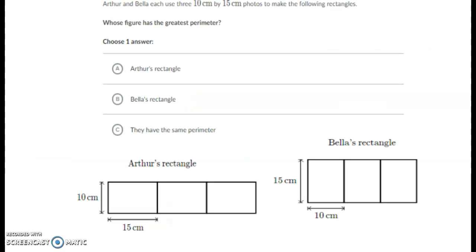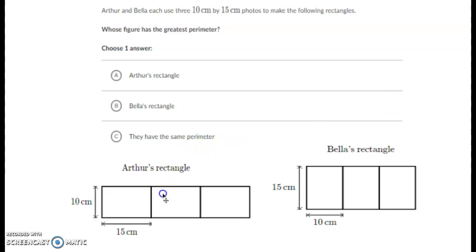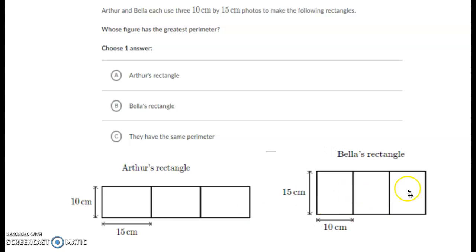Okay, last but not least, this is number 10. Now this is just using the information that we looked at. So Arthur and Bella, they each used 3 10 by 15 centimeter photo frames to make the following rectangles. Because again, in your house, you have freedom to interpret how you want. So if these two people bought picture frames, Arthur's rectangle, he's going to lay his out horizontally next to each other. Each length is 15 and the width is 10. Bella came home and she put hers vertically next to each other. So again, the same measurements of those picture frames.